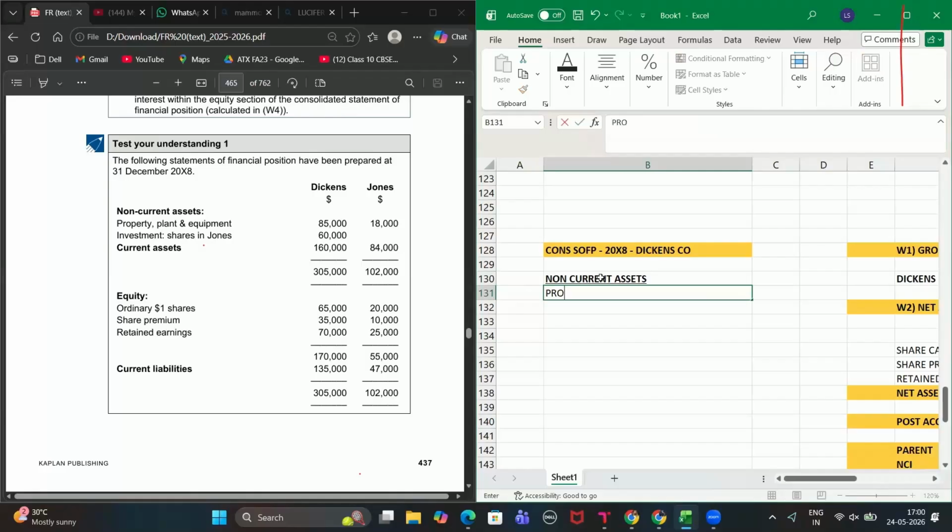We have property, plant and equipment, right? What will be the value of property, plant and equipment in the consolidated SOFP? Exactly. It will be 85,000 plus 18,000. How much is it? 103,000. So, is there any non-current assets left?